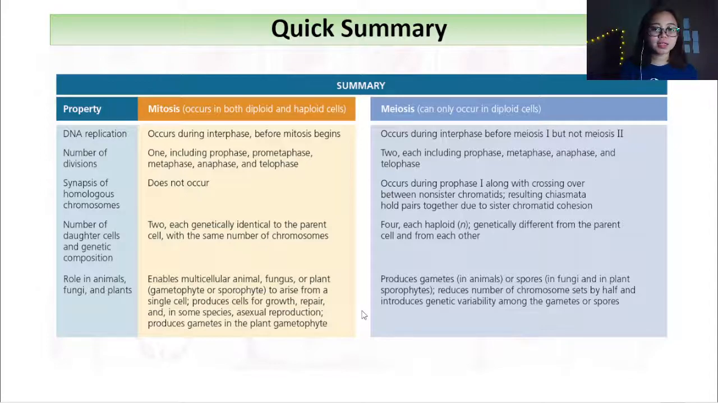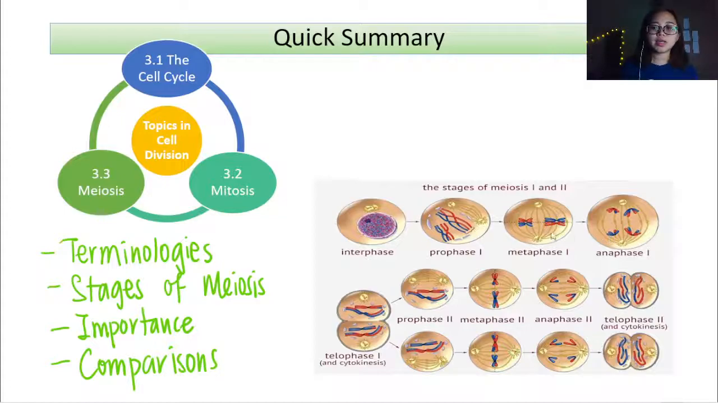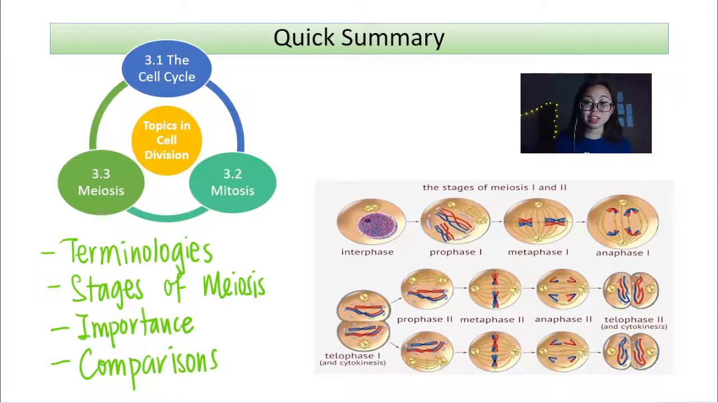Okay, so this is another short summary. Here you can see a short summary about mitosis and a short summary about meiosis. You can read that on your own. And this is my pretty colorful quick summary. Okay, so in this video, we already finished 3.3. We went through some terminologies. We talked about the stages of meiosis. Same thing you can see in this image down here. We talked about the importance of meiosis or significance of meiosis. And we also compare a little bit between mitosis and meiosis.